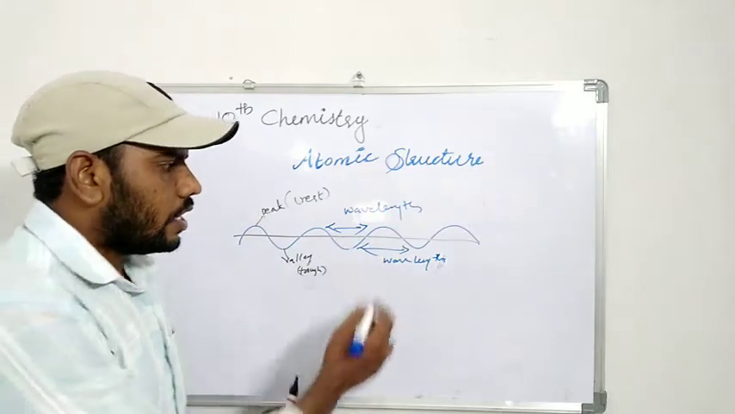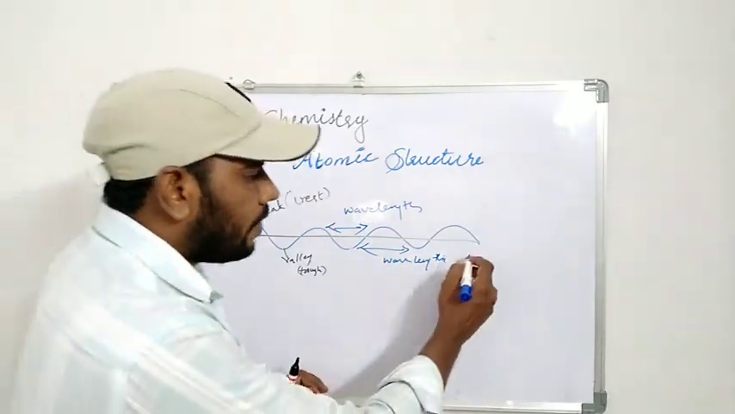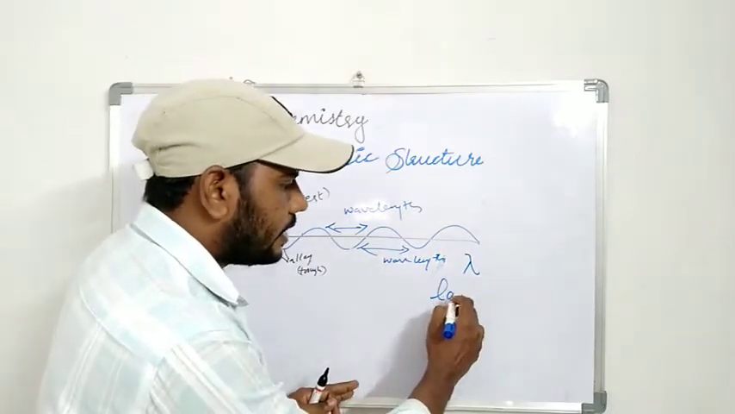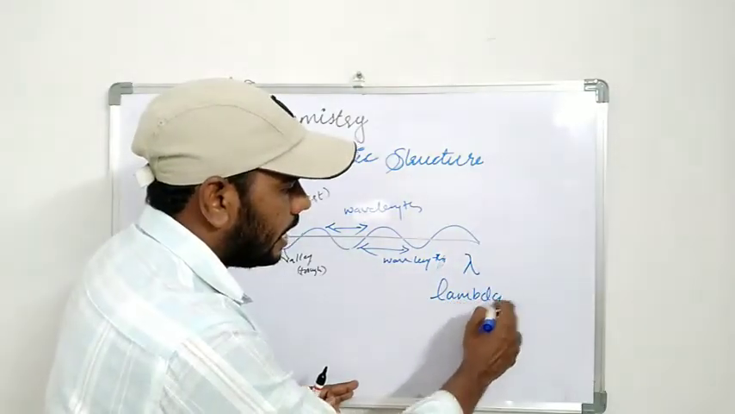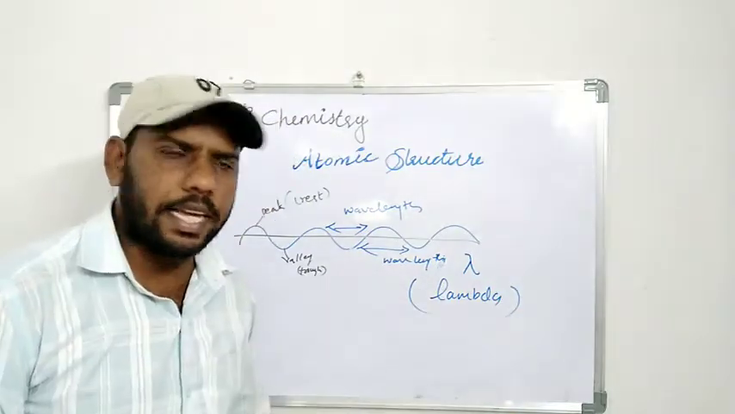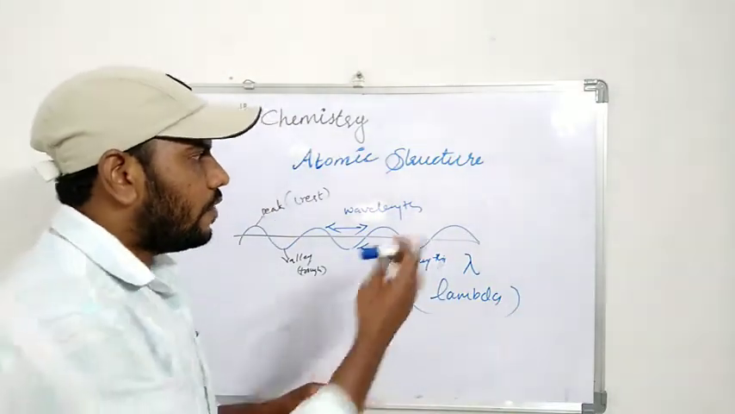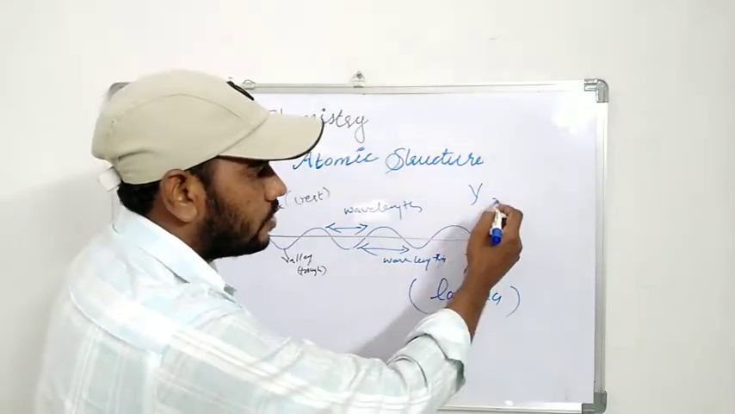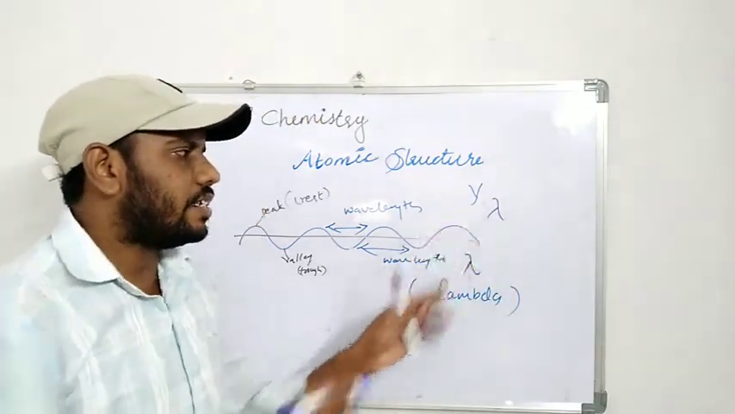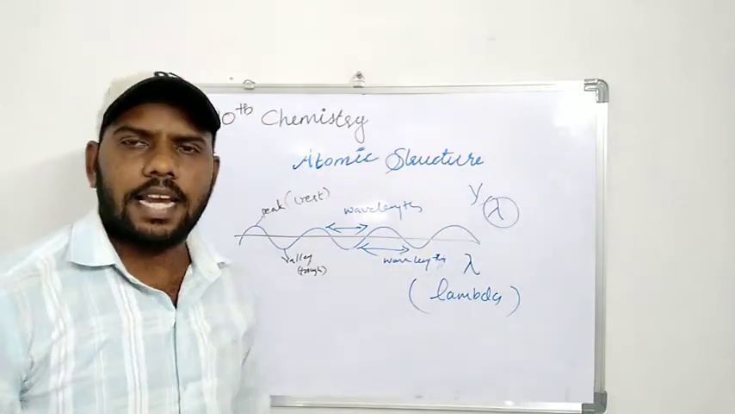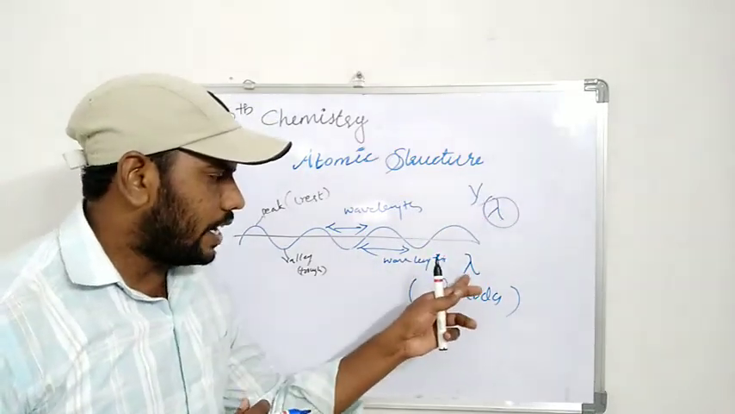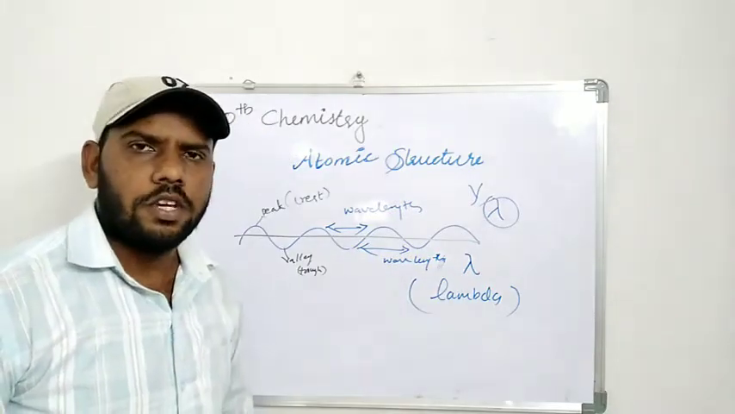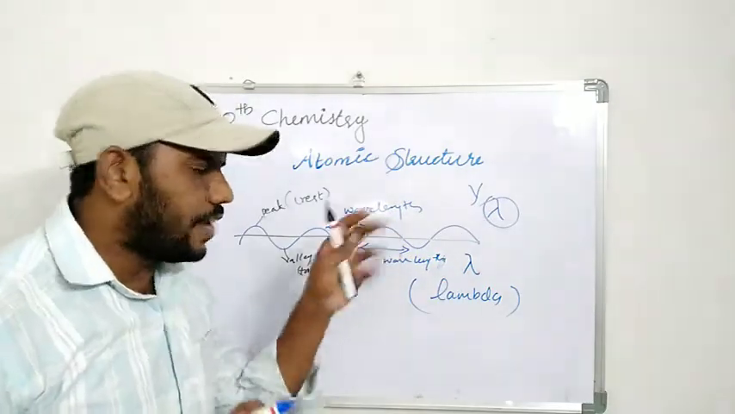The wavelength is denoted by a Greek letter called lambda, L-A-M-B-D-A. How to draw it? Just keep a Y like this and make it reverse, and we get the letter lambda. So the letter lambda is denoted for the wavelength. We understood how to draw it. So every wave has a wavelength.